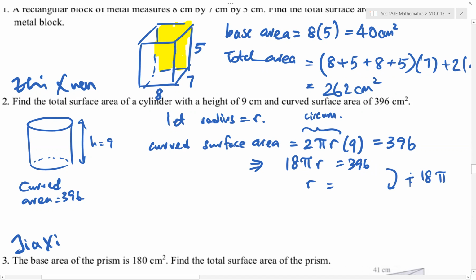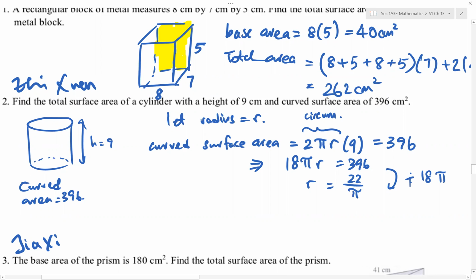So 396 divided by 18, we get 22 over pi. 22 sounds familiar, right? Early on, she had 44. Then after that, she had to divide by 2. So that's where the 22 came from. And I have a divide by pi. I do not want to evaluate yet. I want to leave it as exact as I can. So 22 over pi is my radius.